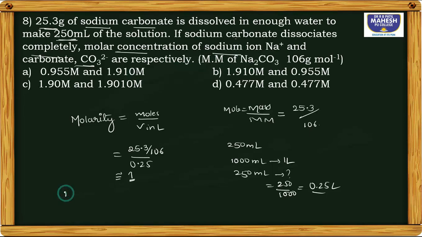Now we have sodium carbonate. When sodium carbonate dissociates, we get 2Na+ and the carbonate ion. If the molar concentration of sodium carbonate is 1 molar, then sodium obviously is going to be double of that, 2 molar or near to 2, and carbonate is going to be 1 molar. So this is near to 2, this is near to 1. In which option do we have this? In this option you can see the molar concentration of Na+ is near to 2, whereas carbonate is near to 1.